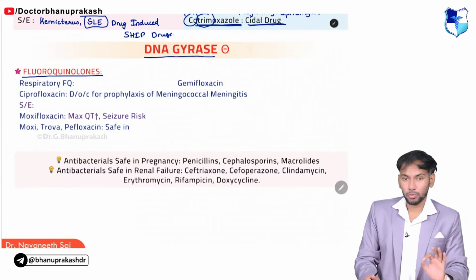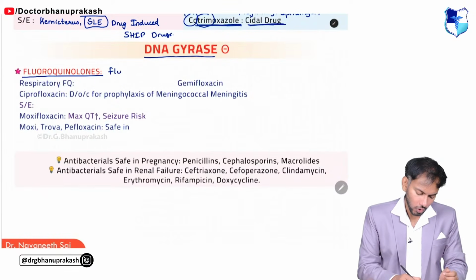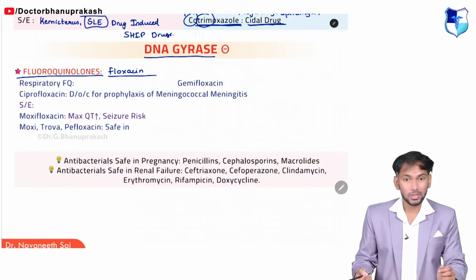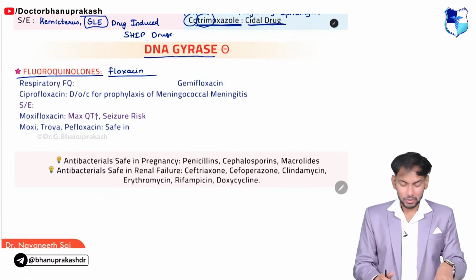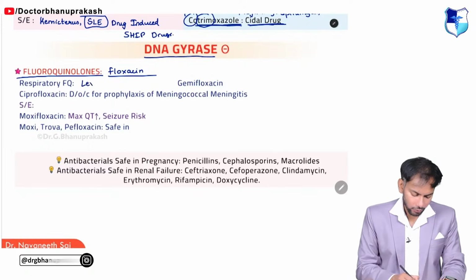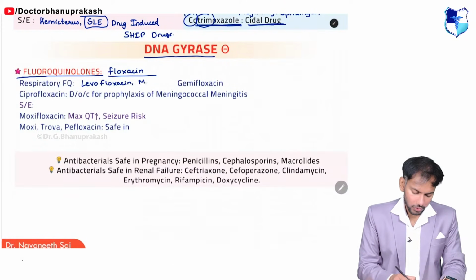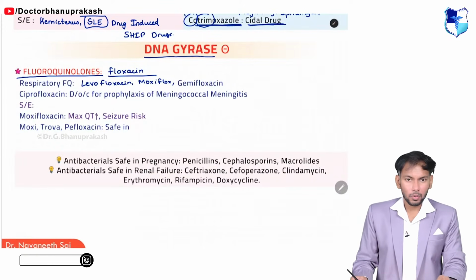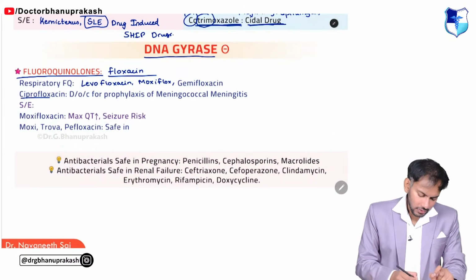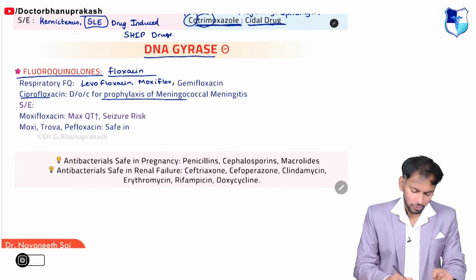These drugs are fluoroquinolones. How will you call them? These are floxacins given in the name. Yes, what are respiratory fluoroquinolones that you must know? These are levofloxacin, moxifloxacin and gemifloxacin. These are very important. Okay. Now, ciprofloxacin is the drug of choice for prophylaxis of meningococcal meningitis.